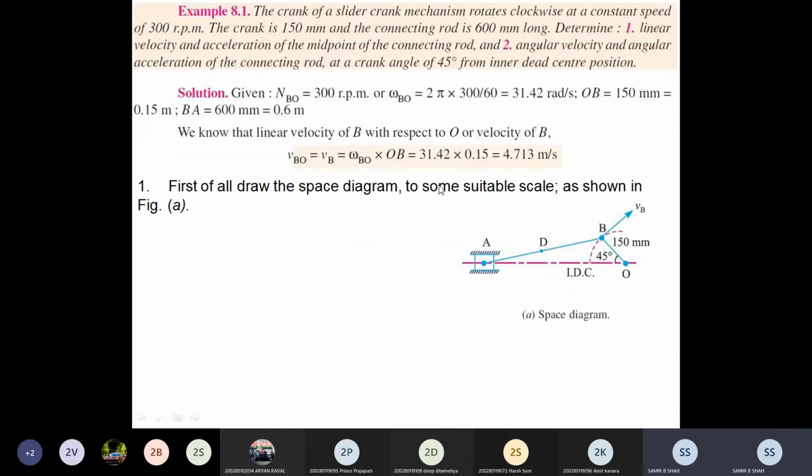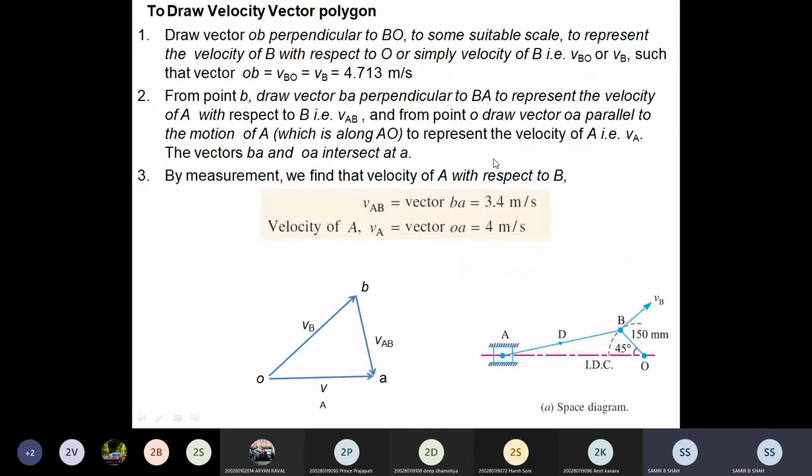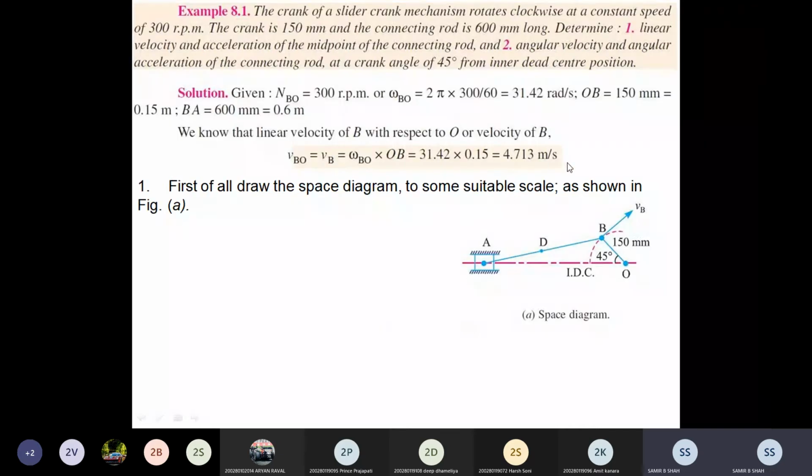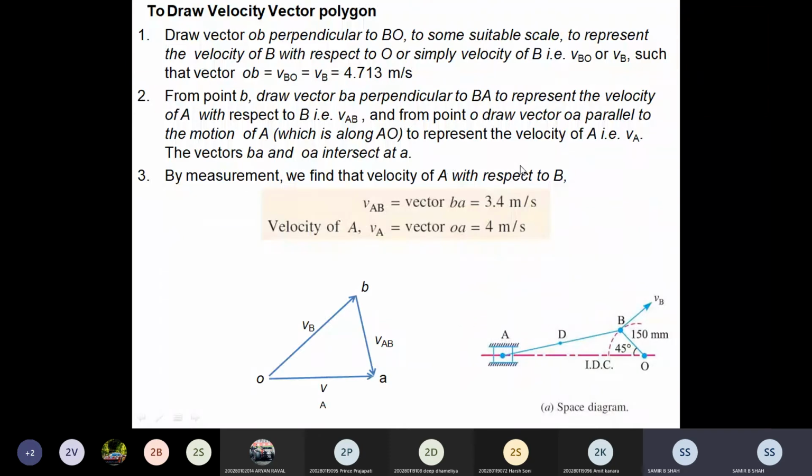Right now, the answer is 4.713. So it may be easily accommodated in this space. So we do not take the scale, or we consider that 1 centimeter is equal to 1 meter per second, right? Based on that, we first draw this line with respect to the OB perpendicular line. After getting this point, we have already drawn the imaginary line. Now we know that we have to draw the line connecting rod perpendicular to AB. So initially we have to draw, or based on the reference, we draw it here and then scroll it with the roller.